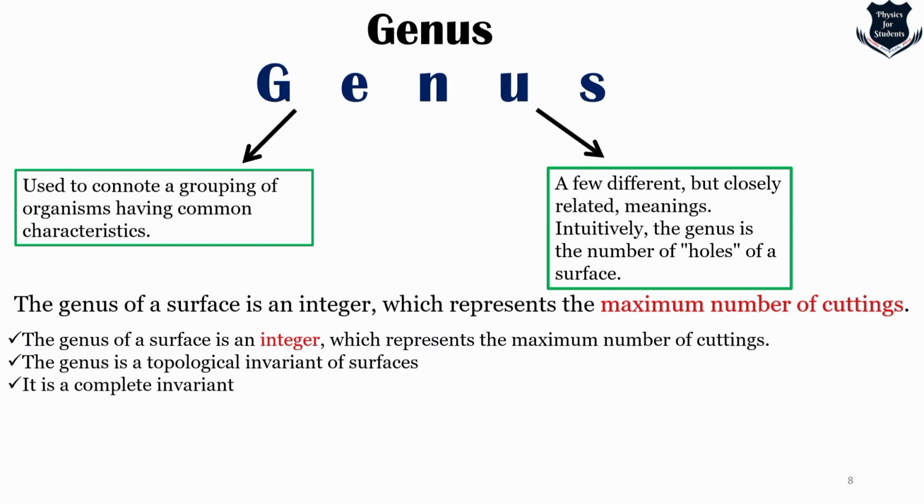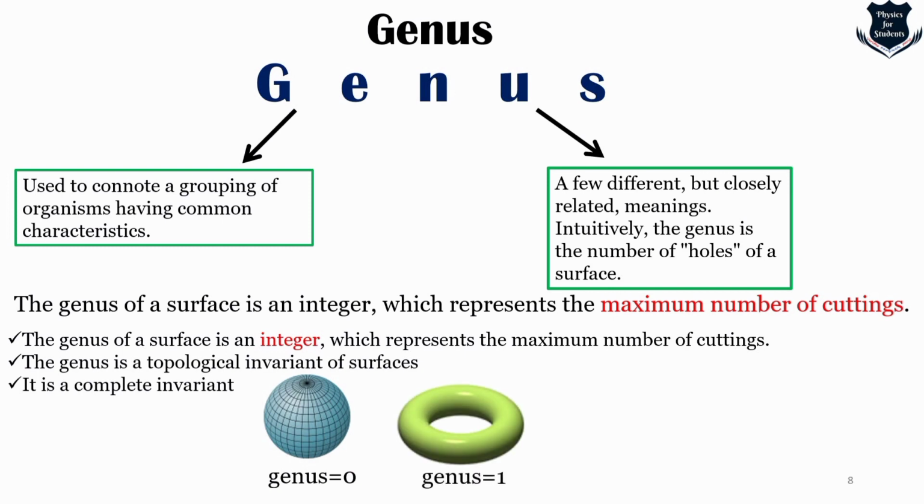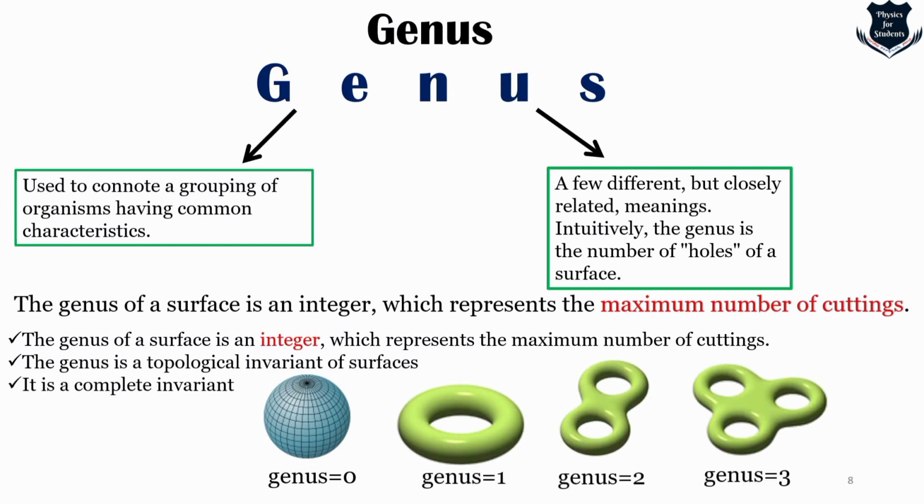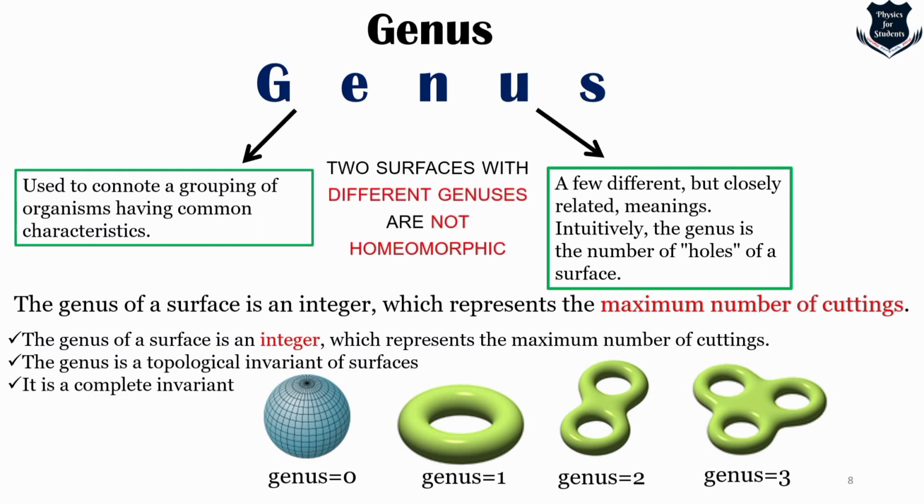So let us look into the visual aspect of genus. A sphere, because it has got no holes, has genus 0; then there is genus 1, genus 2 and genus 3 and so on. So the number of holes, for the time being, let us understand, is the genus. And the most important feature is that two surfaces with different genuses are not homeomorphic. Don't worry if you don't understand the term homeomorphic. We are going to learn it very soon in this video.